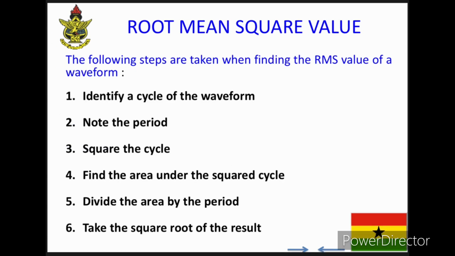Now, how do we find the root mean square value? First of all, you identify the cycle of the waveform. Secondly, you note the period. Thirdly, you square the cycle. You find the area under the square cycle. You divide the area by the period. And lastly, you take the square root of the result in step 5.